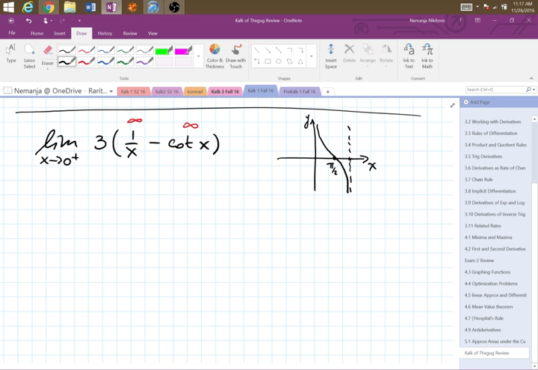So what I do is what? Sorry? I can rewrite the cotangent, yes. As what? Yes. I'll kick 3 outside. I don't even know why they bothered putting the 3 there, but that's okay. 1 over x minus cosine x over sine x.